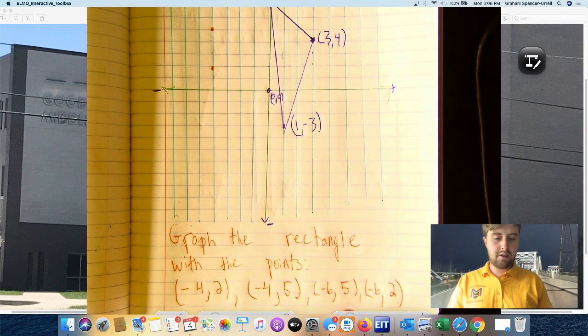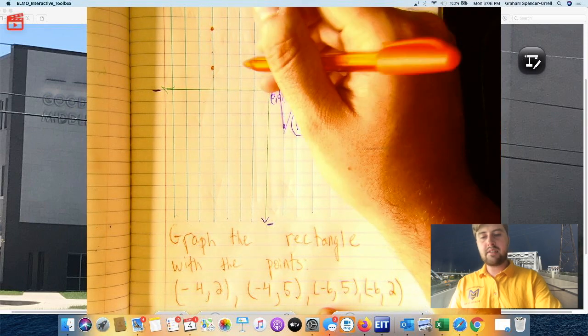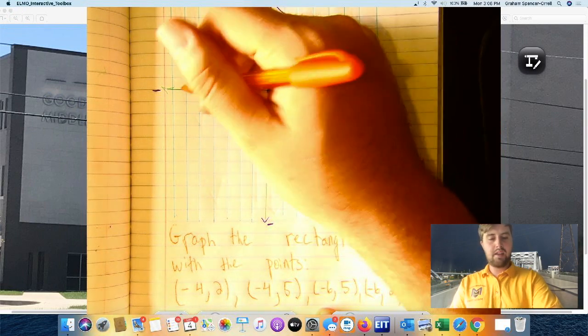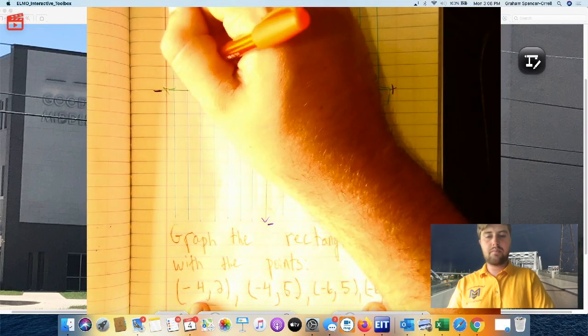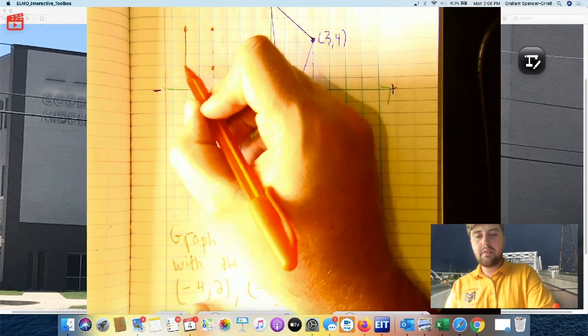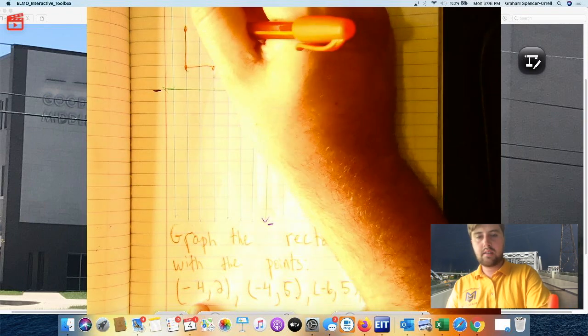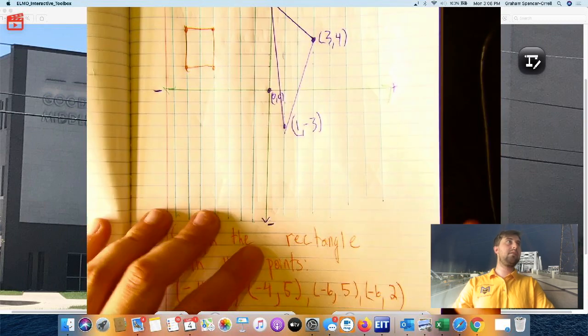Moving on to our third point, we have negative 6, 5: 1, 2, 3, 4, 5, 6. Up 5. Negative 6, 2. We have 4 points: 1, 2, 3, 4. All we have to do is connect the 4 sides. Awesome. There we go. We've got 2 shapes. We're ready to go.